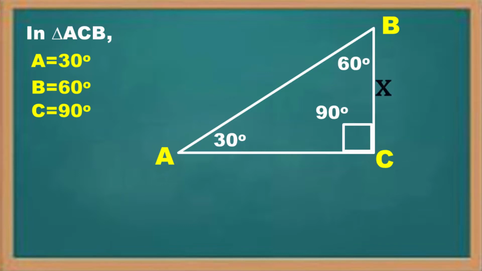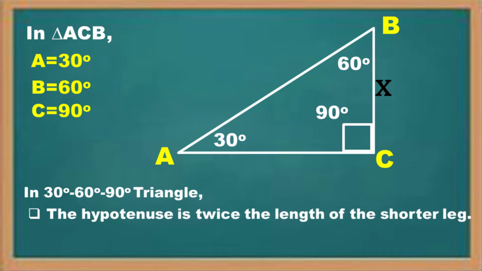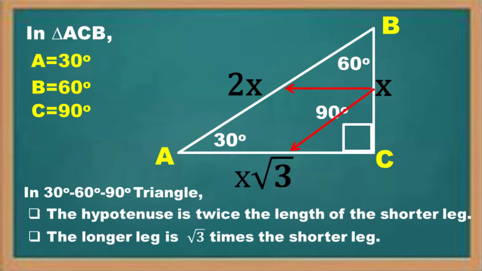If the length of the shorter leg is x, the length of the hypotenuse is 2x. Because in a 30, 60, 90 degree triangle, the length of the hypotenuse is twice the length of the shorter leg, and the longer leg is equal to the length of the shorter leg times the square root of 3.